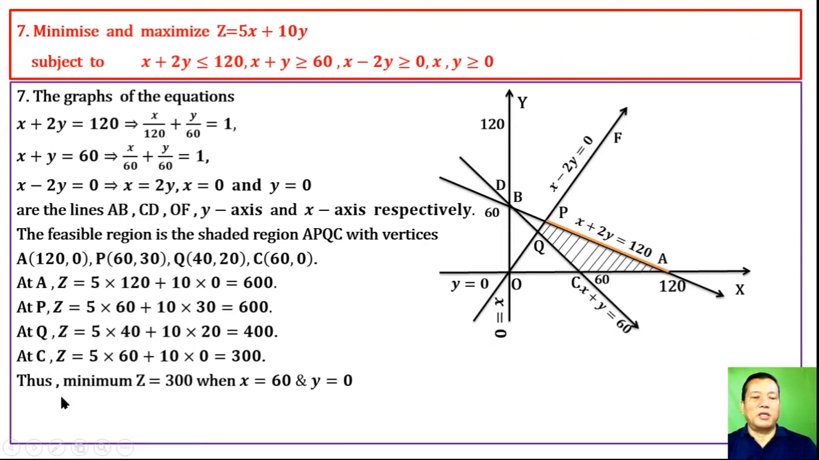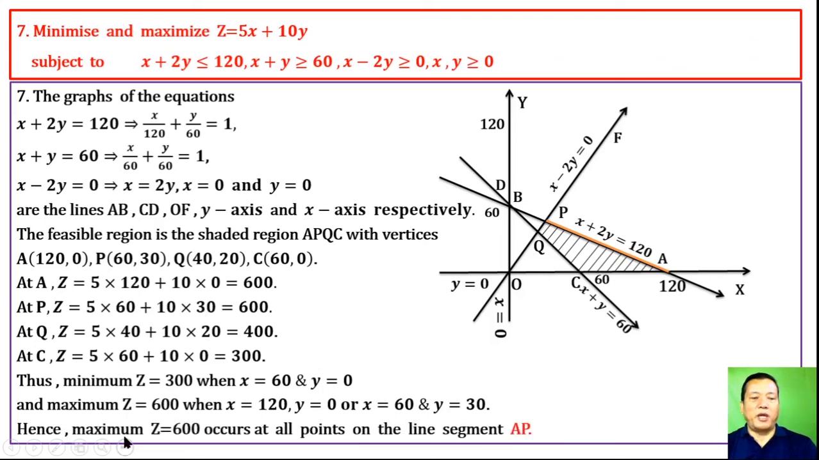Thus minimum Z is 300 when x equal to 60 and y equal to 0, and maximum Z is 600 when x is 120 and y is 0 or when x is 60 and y is 30. Hence maximum Z equal to 600 occurs at all points on the line segment AP.